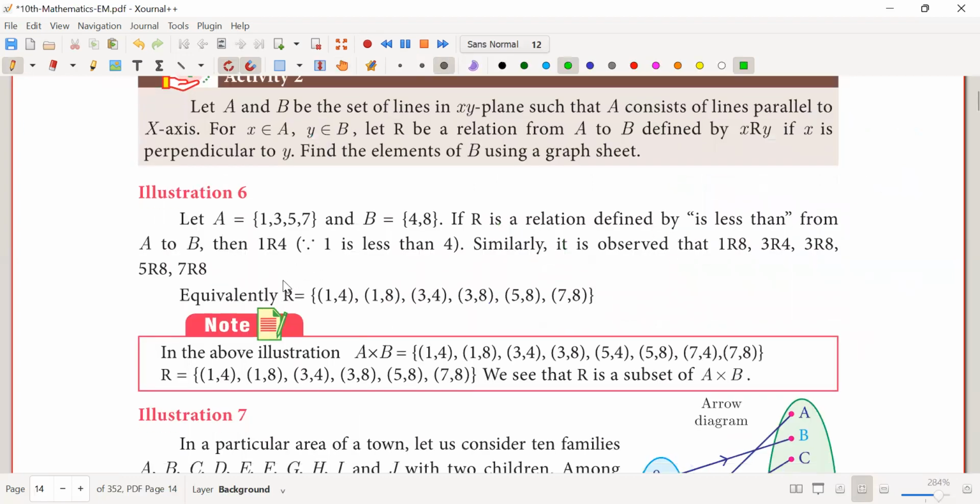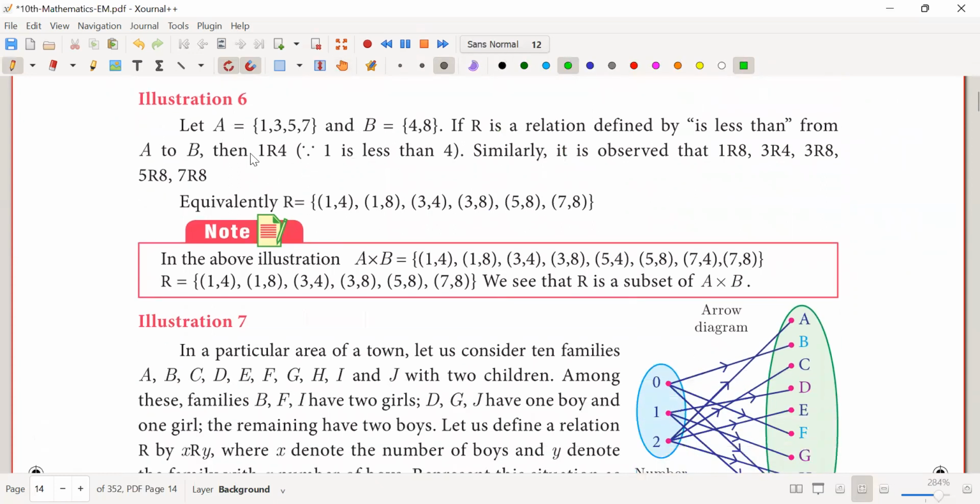It is very, very simple. When you understand the fundamentals, it will be easy. Okay. Let A equal to {1, 3, 5, 7}, B equal to {4, 8}. If R is a relation defined by 'less than' from A to B, then 1 is related to 4. 1 is less than 4. 3 is less than 4. But 5 is not less than 4. 7 is not less than 4. So we can't take those.